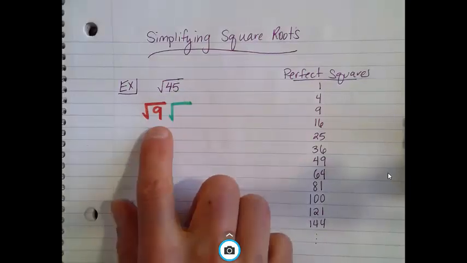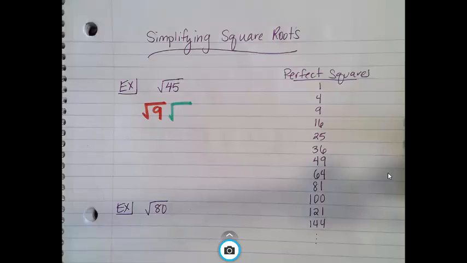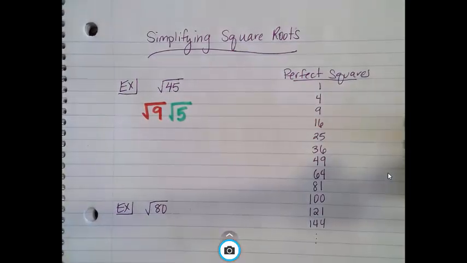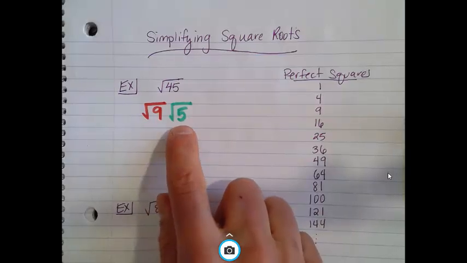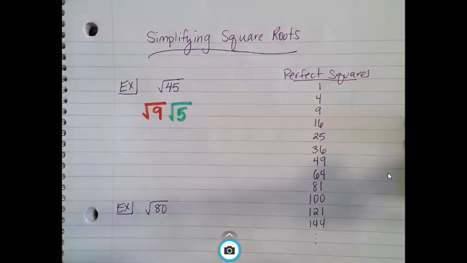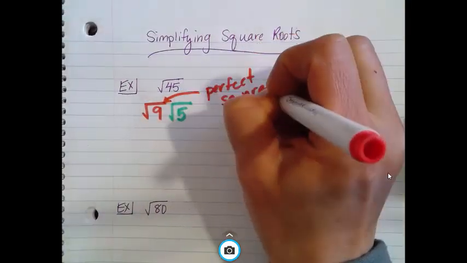The largest perfect square that divides 45 is the square root of 9. And then 9 times what makes 45? Well, it's 9 times 5. No other perfect square divides 5, so I know that I can't make this any smaller. So this part is my perfect square part.